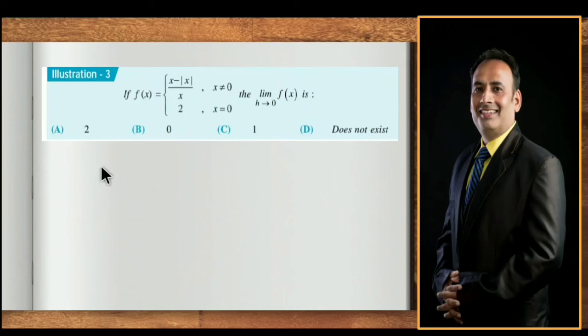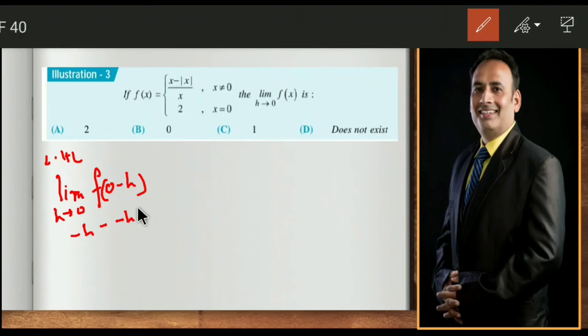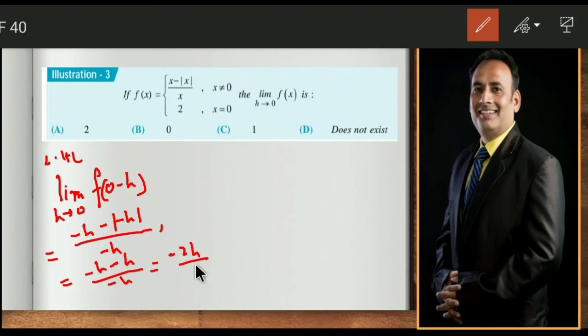So here at 0, you have to solve both the left limit and the right limit. Let's first solve the left hand limit. For the LHL, limit x tends to 0 minus, which means limit h tends to 0 of f of 0 minus h. Here the function where x is not equal to 0 is to be considered, so this is minus h minus mod of minus h, where h is not equal to 0. Now solve it: this is minus h, and due to the mod this becomes plus h, but the minus sign was before it, so this is minus h, and you get minus 2h.